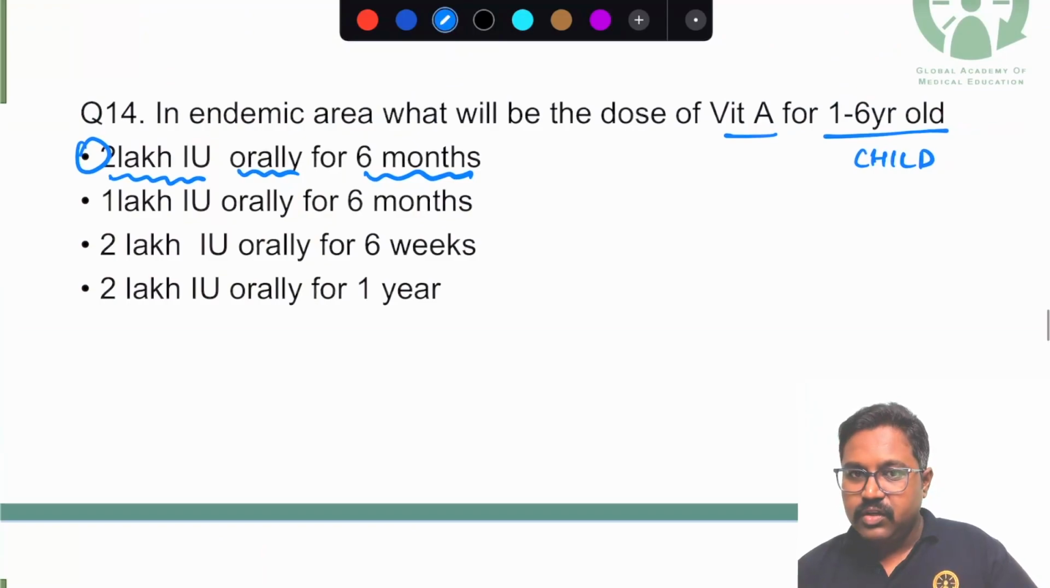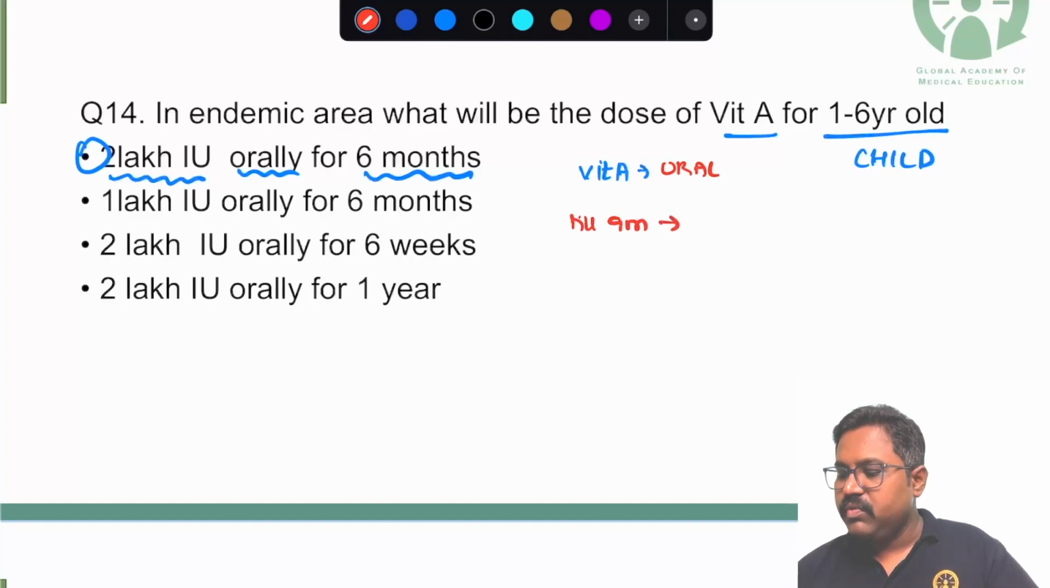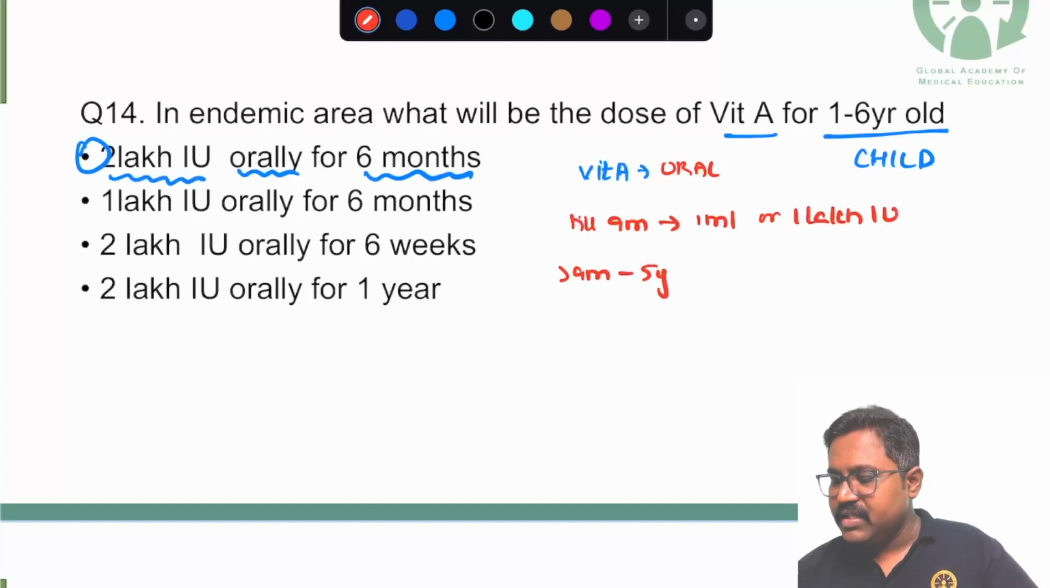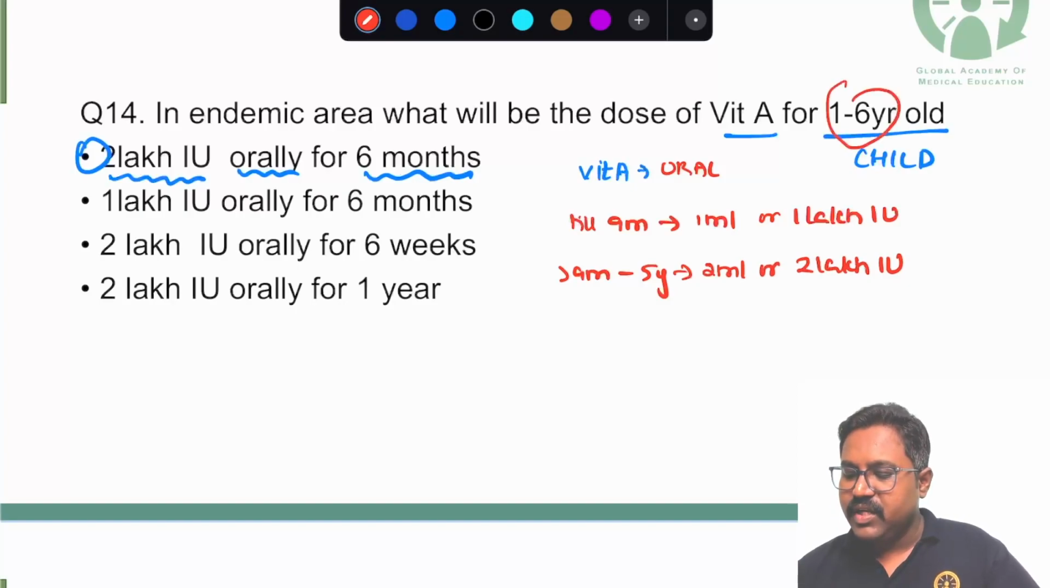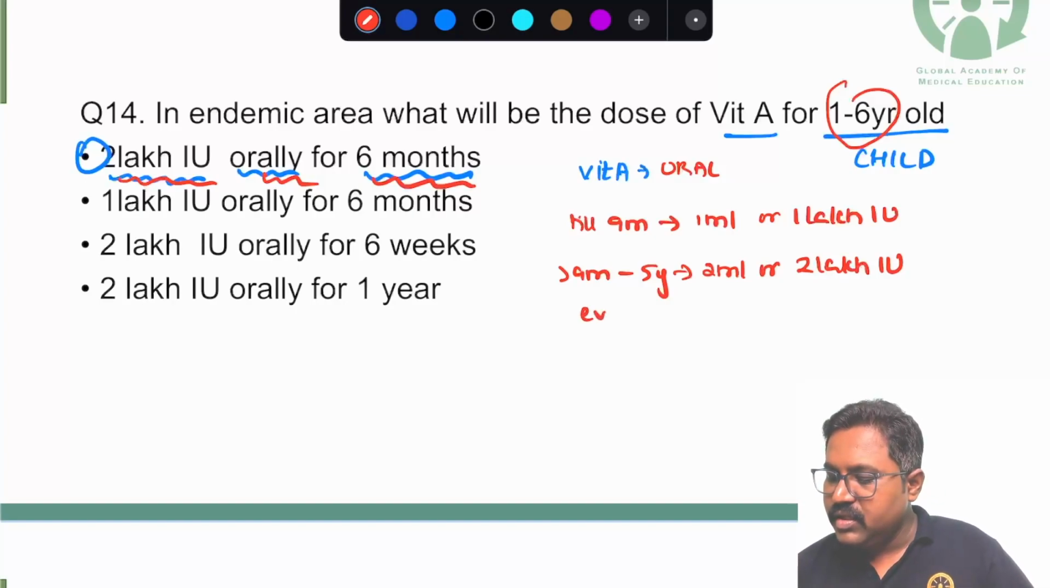After that, every 6 months till 5 years you need to give 2 ml, or 2 lakh international unit. So vitamin A is given through which route? Oral route. Till 9 months, what will be the dose? 1 ml, or 1 lakh international unit. From 9 months onwards till 5 years, the dose will be 2 ml, or 2 lakh international unit. Since the age is between 1 to 6 years, you can go with 2 lakh international unit orally, every 6 months.